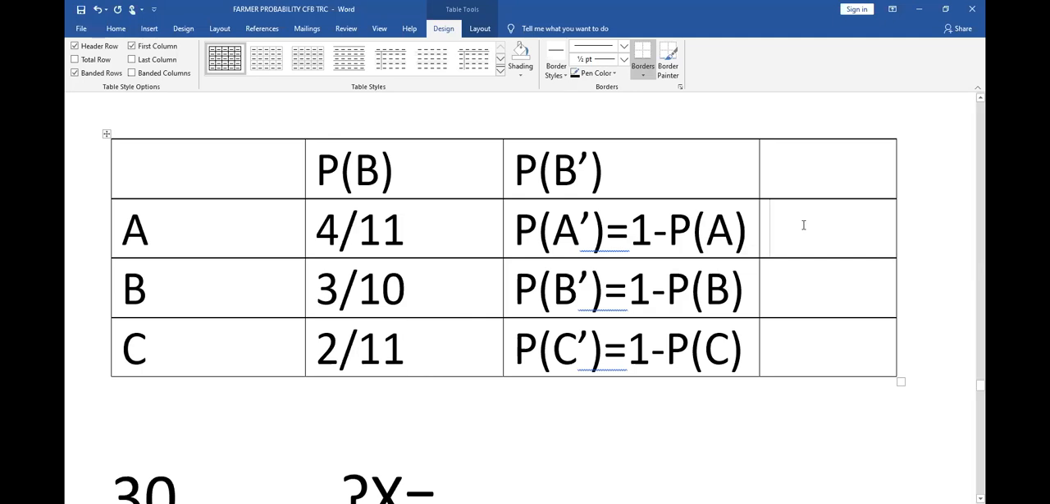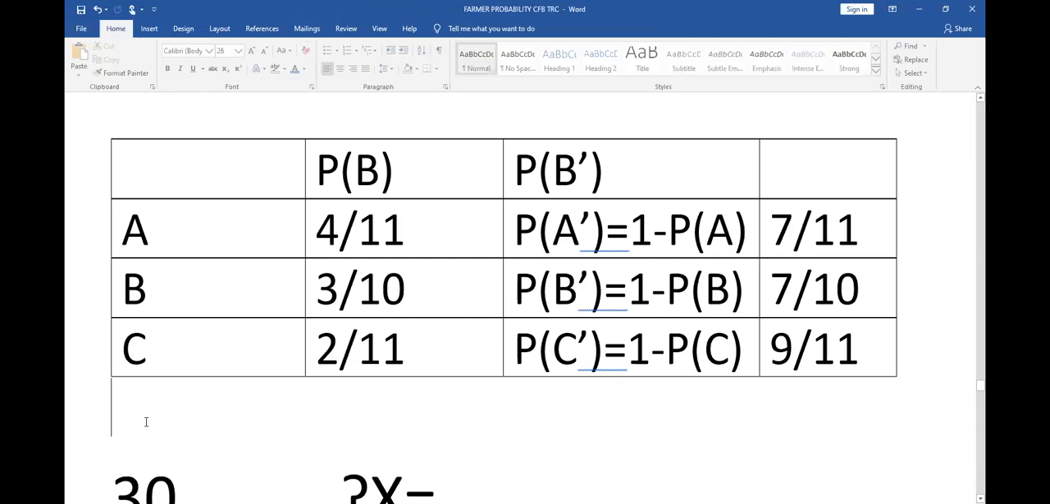So in short, the answer to this one is 1 minus 4 over 11, which is 11 over 11 minus 4 over 11, which is 7 over 11. My probability of machine B not breaking is 10 over 10 minus 3 over 10, so it's going to be 7 over 10. And C is going to be 9 over 11. So 9 over 11 plus 2 over 11 should give you 11 over 11, or equal to 1. 7 over 10 plus 3 over 10 is 10 over 10, which is equal to 1. 7 over 11 plus 4 over 11 is 11 over 11, which is equal to 1.